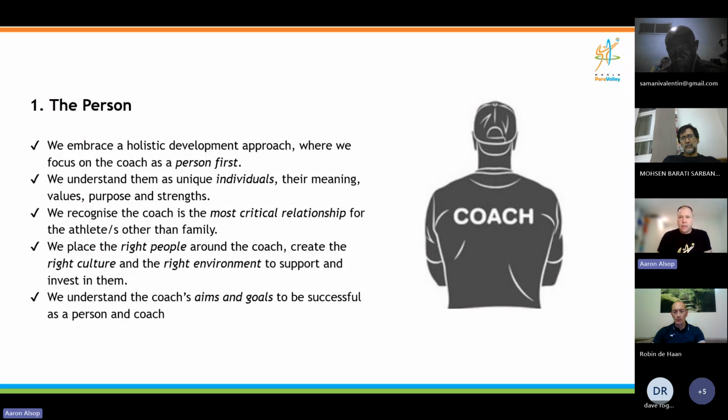Initially, we need to talk about the person, right? Everyone talks about the coach, but actually what we're looking at is the person. We need to have a very person-centered approach. We need to understand the individual. So when I work with developing coaches, I need to understand their strengths, their values, what's their purpose, why they like to coach. So it helps me understand the individual themselves.